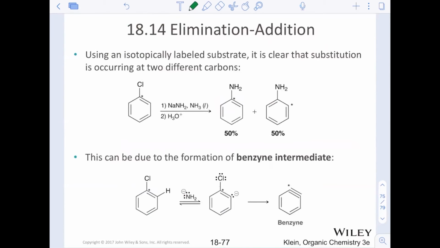Using isotopic labeling of a substrate, it's really clear that the substitution is occurring at two different carbons. Isotopic labeling is really, really helpful. You can visualize and label carbons specifically with isotopes by changing one of the carbons to one of the isotopes, carbon 13, and you can actually visualize the reaction a little bit better and radio label it.